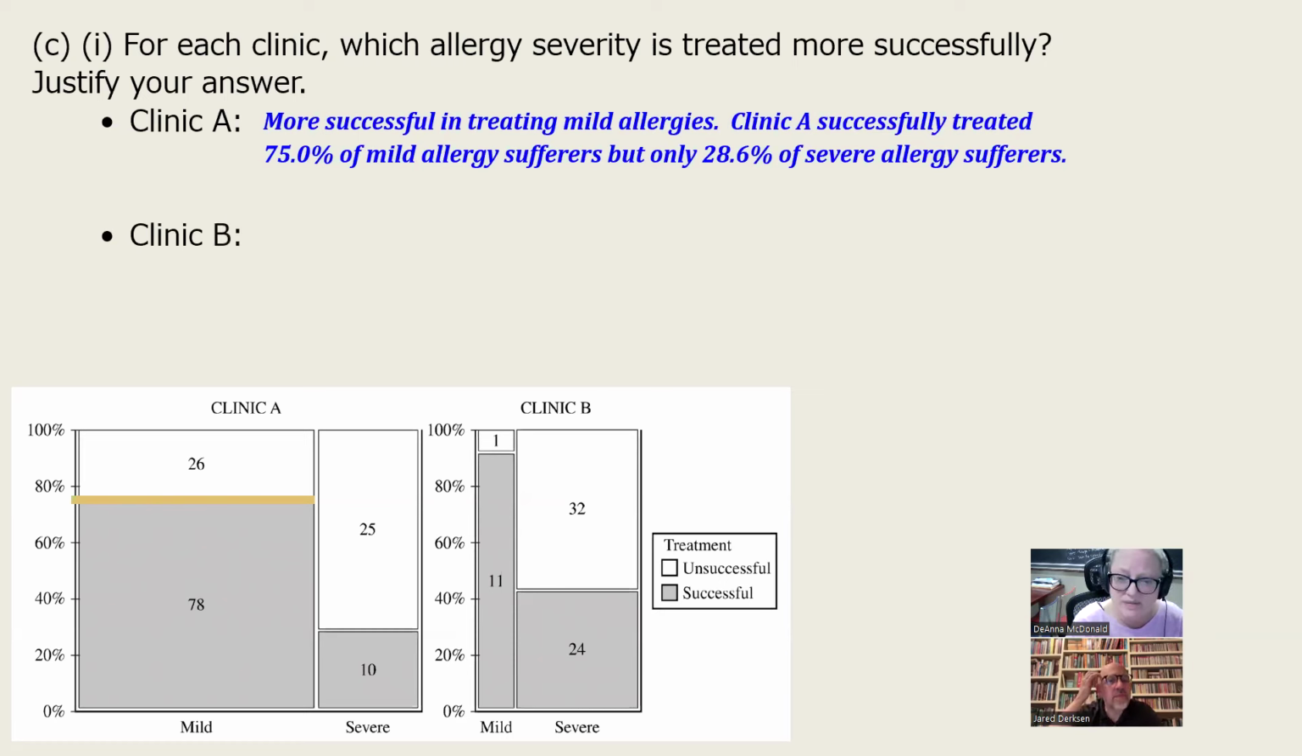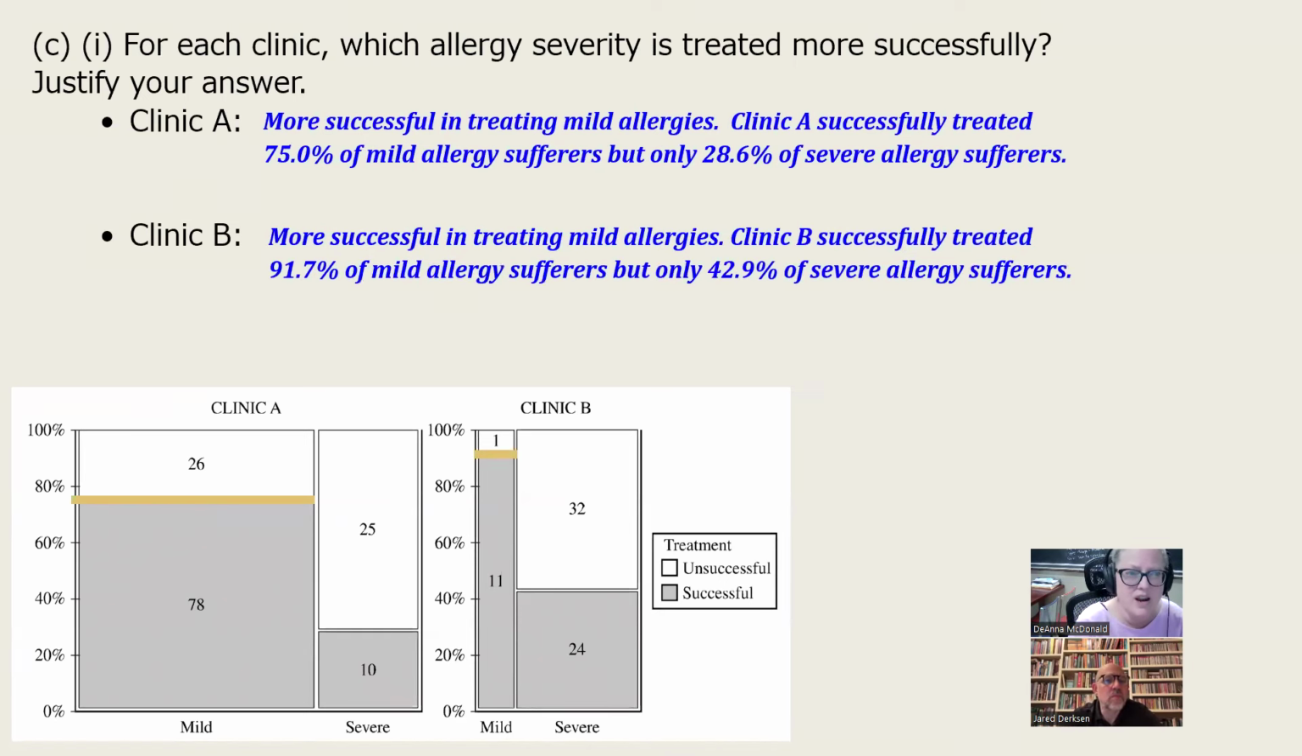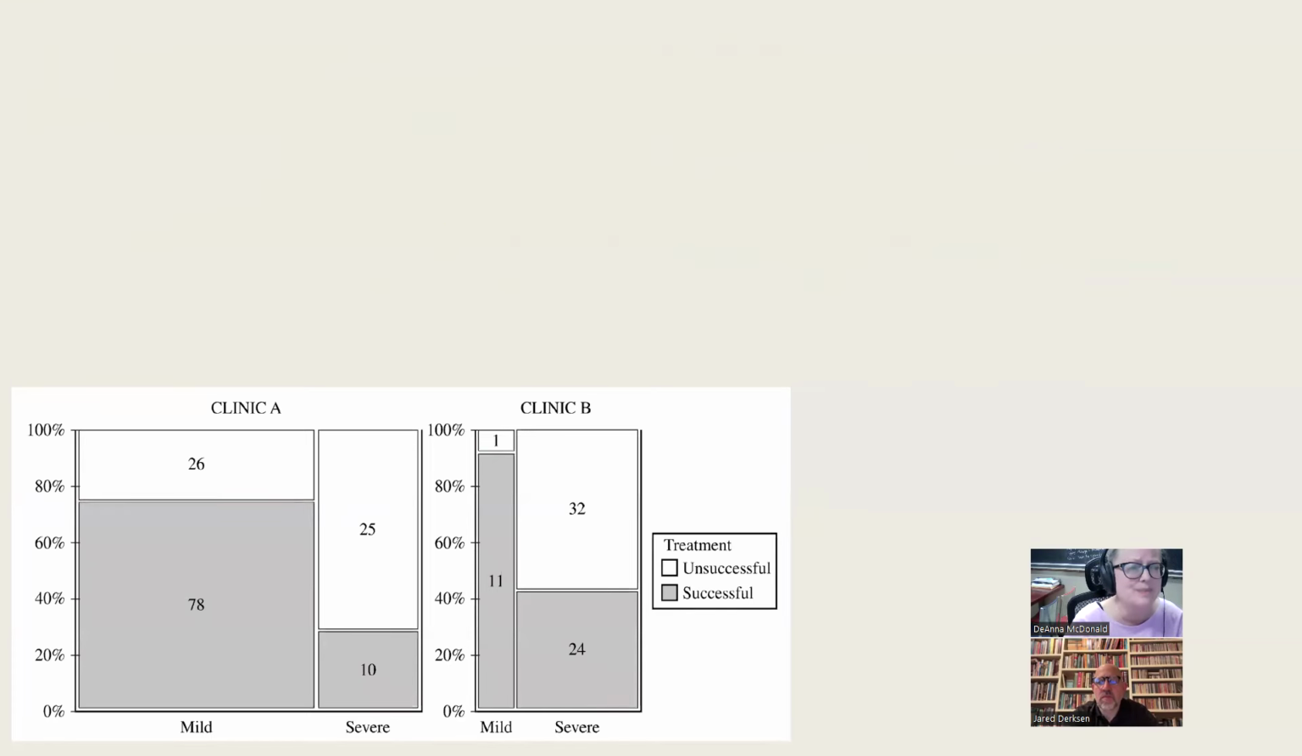In the answer, I still give the numbers. And so for Clinic B, also mild allergies have a higher percentage rate. And so Clinic B is more successful in treating mild allergies. And then give the number 11 out of 12, 91.7%, but only 42% of the severe allergy sufferers. So you'll notice that the answers are in the context of the problem. And that's one of the suggestions that all teachers across the country who are teaching AP Stats will say: context matters. So make sure you answer the question in the context of the problem.